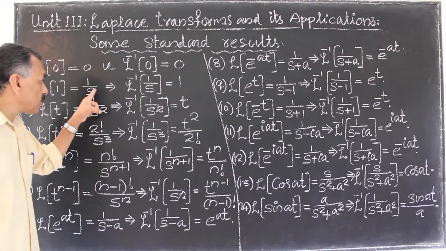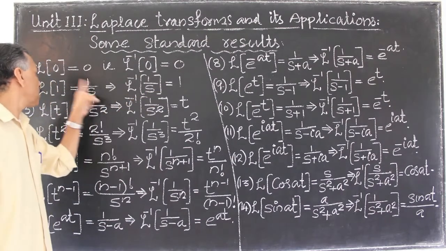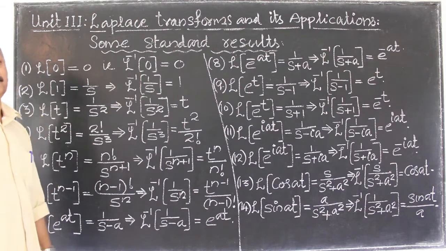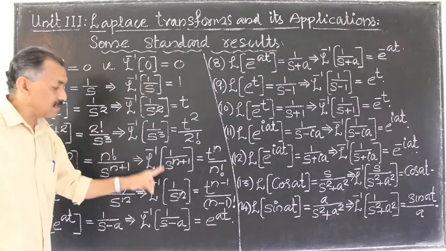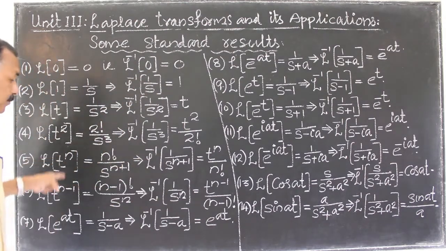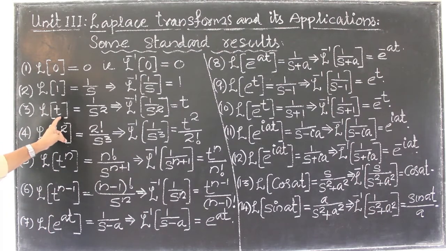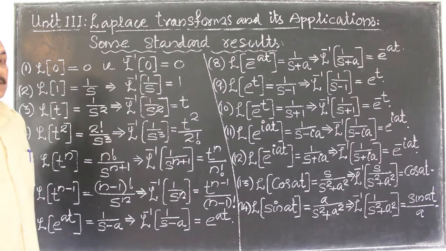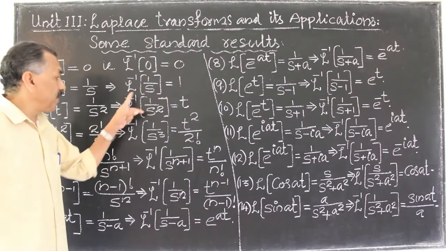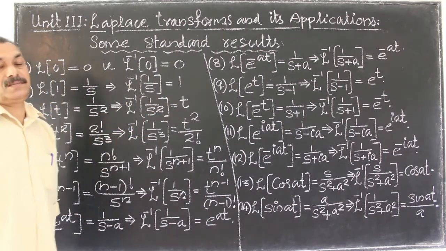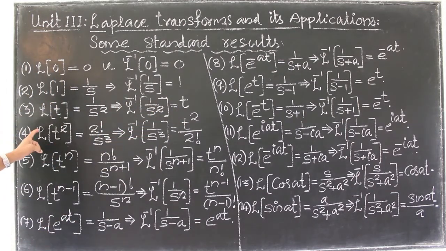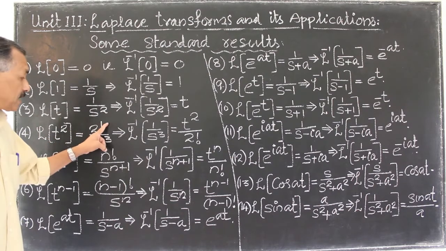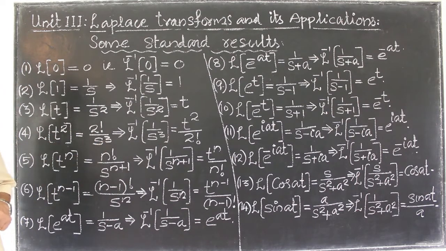That is, L inverse of 1 by s is equal to 1. Then L of t is equal to 1 by s square. Therefore L inverse of 1 by s square is equal to t. Then Laplace transform of t square, L of t square, is equal to 2 factorial divided by s cube.